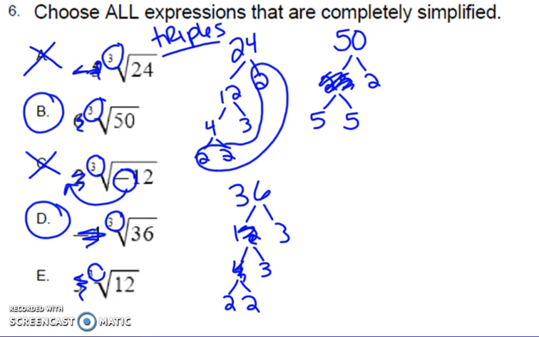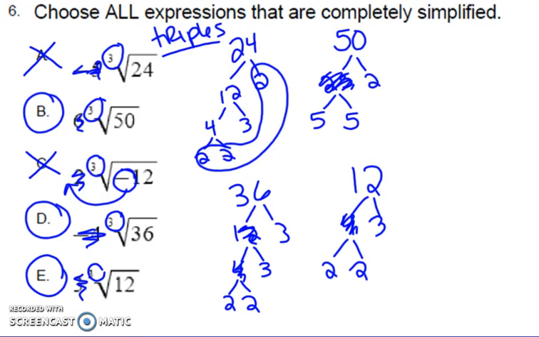The last one, letter E, we have 12. 12 breaks to 4 and 3. 4 breaks to 2 and 2. If I cross out 4, I have a pair of 2's, but again, we have to keep looking back at our problem. There's a 3 there, so we're looking for triplets. Because there's no triplets, E is also simplified.